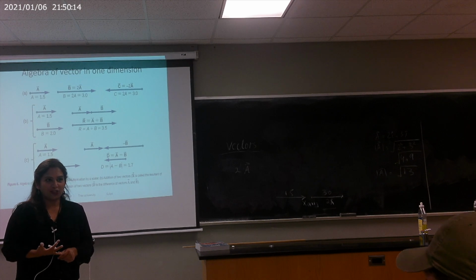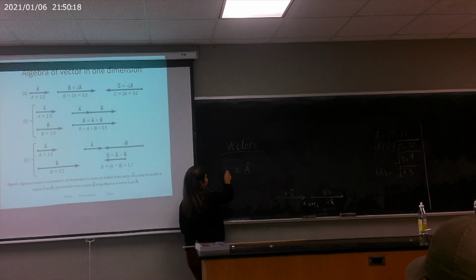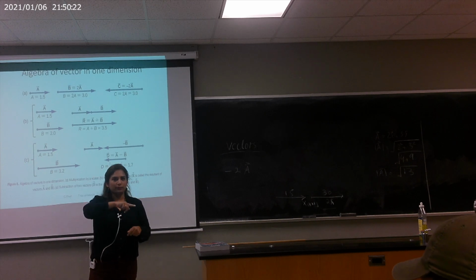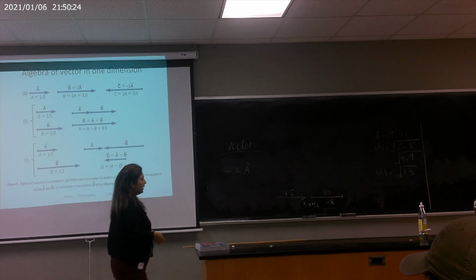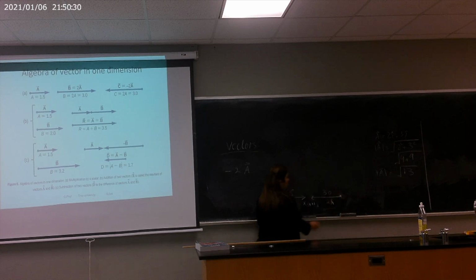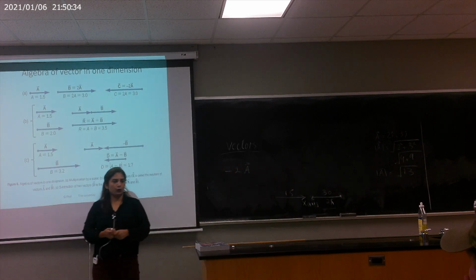Can direction change? When you put a negative sign with it, it's going to turn it around 180 degrees. So everything will remain the same. The arrowhead will change. The tail will be on the other side and the head would move to the left.